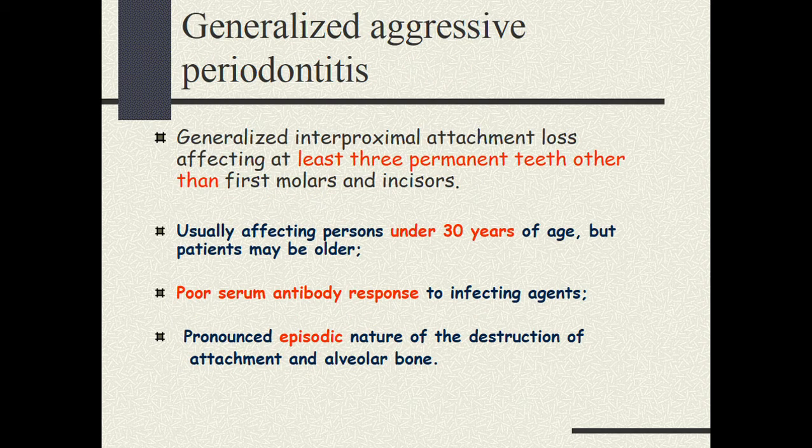Generalized aggressive periodontitis. In generalized, at least 3 permanent teeth other than first molars and incisors are affected, usually affecting persons under the age of 30 years. Poor serum antibody response and pronounced episodic nature of the destruction. I have explained all the points in my seminar also.